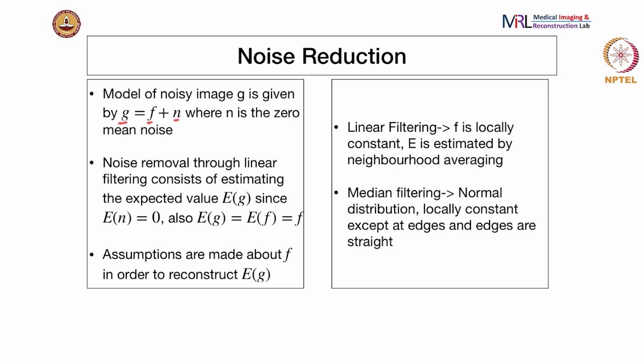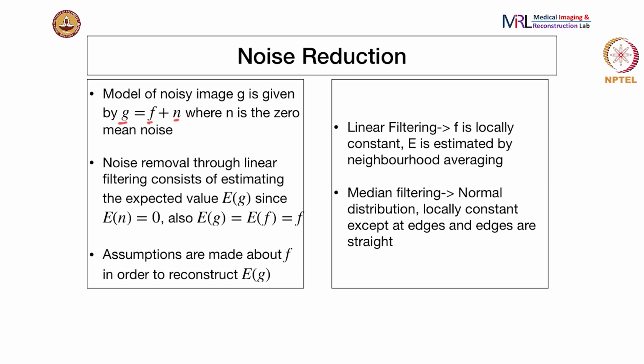This is called an additive model of the noise, and it's also stationary in the sense that the noise has the same distribution everywhere. That's the typical assumption you would make. So it's called stationary additive noise. N is zero mean noise. And the first step we'll consider for noise removal is linear filters.